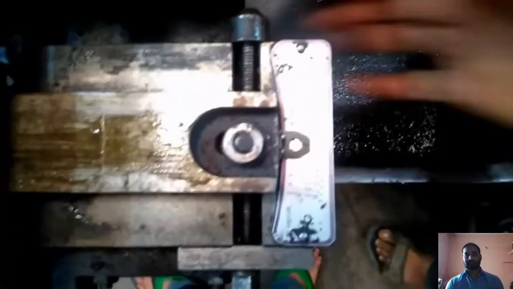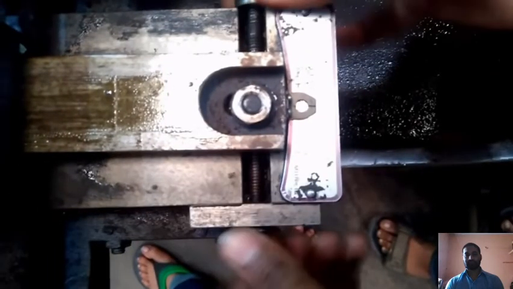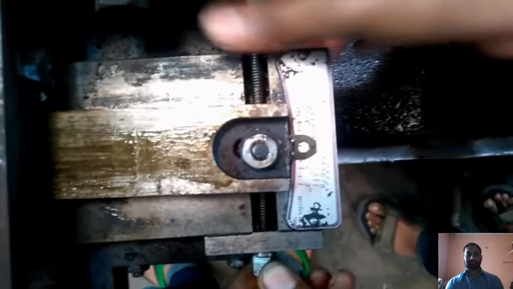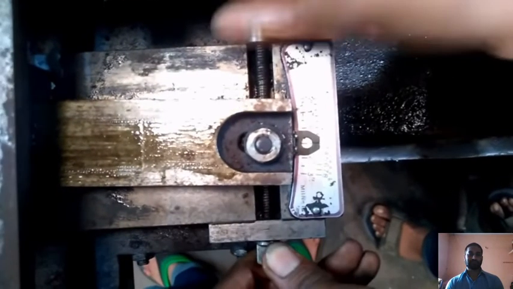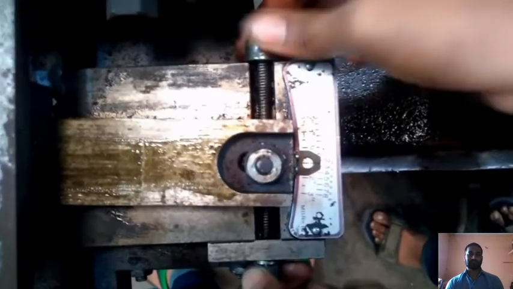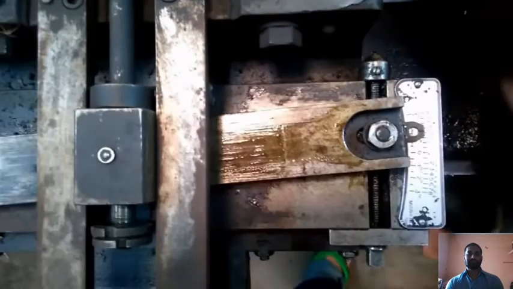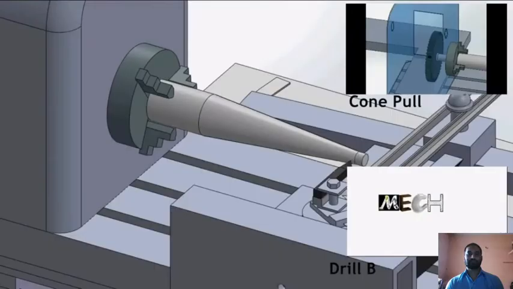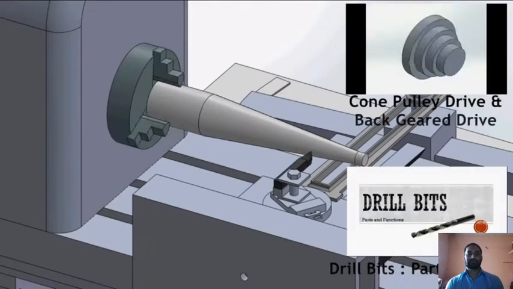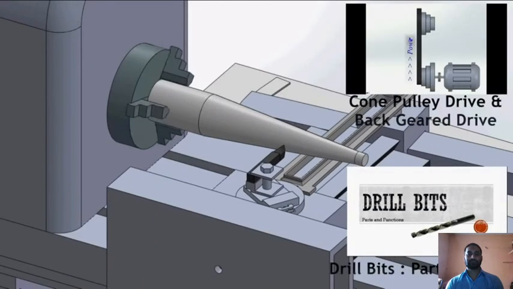Here's the taper turning attachment that I found. This is the guide and its orientation can be changed using a screw here. There are some markings here indicating the taper angle. Hope we could clarify how the taper turning attachment works. Keep watching this space for more videos like this.